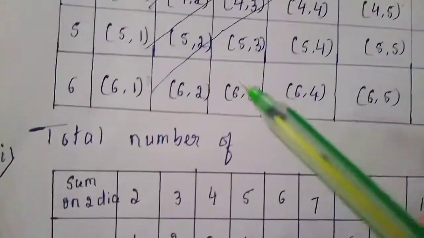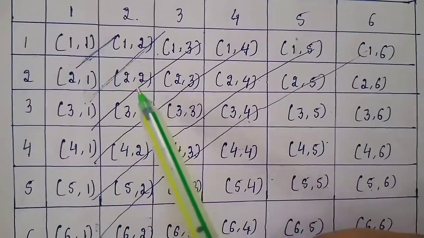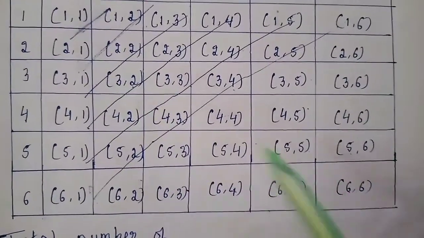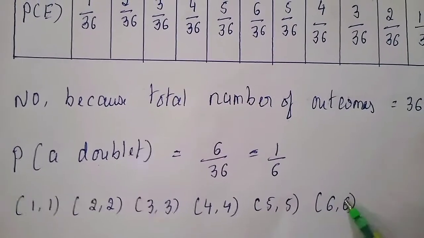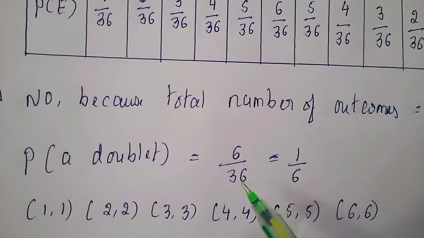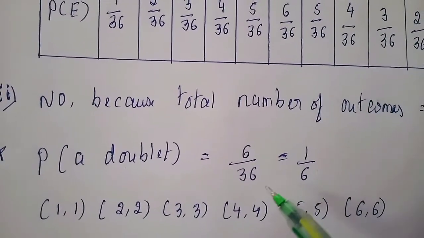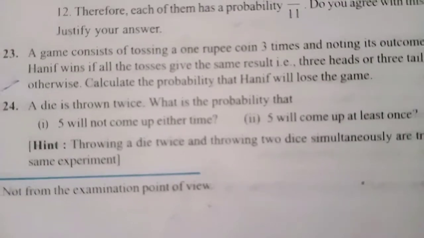So when you observe the sample space, you can see here 1, 1, 2, 2, 3, 3, 4, 4, 5, 5, 6, 6. These are called doublets. How many doublets can you see? 1, 2, 3, 4, 5, 6 doublets out of 36. So what is the probability of a doublet? 6 by 36, that is 1 by 6.